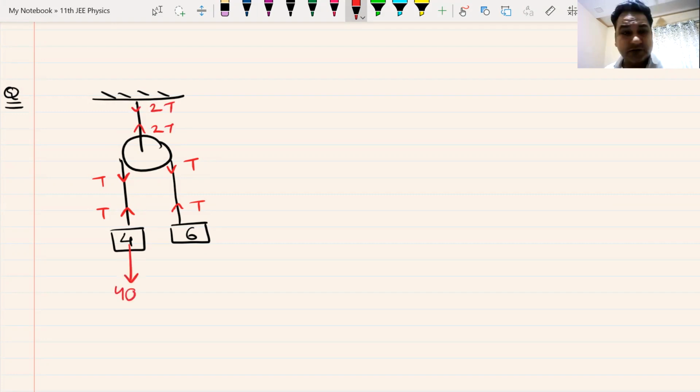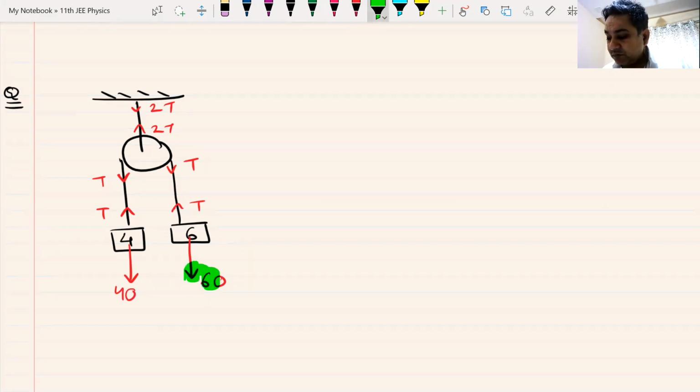Gravity is acting downwards, 40 newtons on this block. Gravity is acting downwards, 60 newtons on this block. We can all understand where this system is going to move. This is 60, this is heavier, so the system is going to move in this direction with an acceleration A in green. If this moves down, this has to move up with the same acceleration A. That will be done in blue.